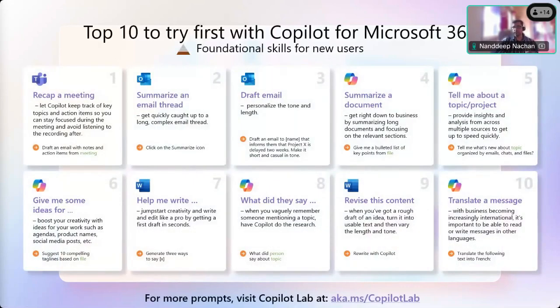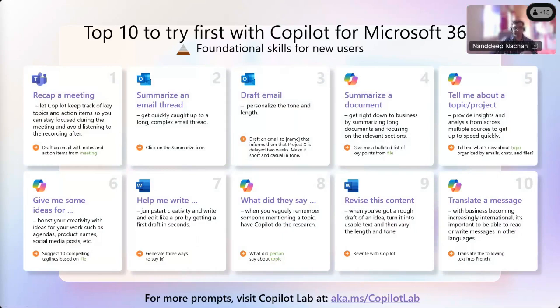These are a few of the things that you can go ahead and try out. These are the top 10 try list for Copilot for Microsoft 365, in case you want to use it. For example, if you want to recap a meeting, summarize something, draft an email, summarize a document, or get some information about a project that is happening, or maybe you are short of ideas and looking for some, you want to write something in Word, or you just want to get some information from Copilot, or revise content which you have already written, or translate a message. These are the things that you can already do with Copilot.